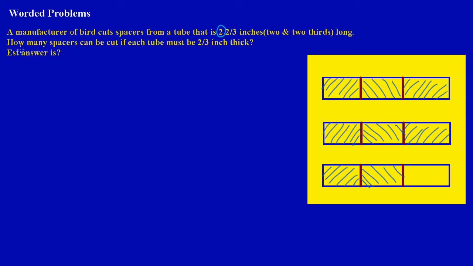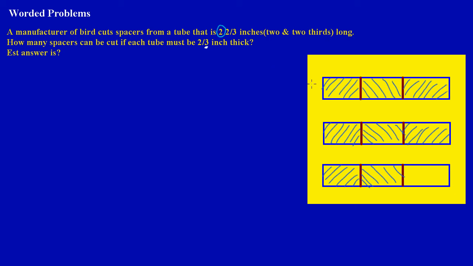Now they're asking us how many spacers can be cut if each tube must be 2/3 inches thick. Now he's cutting tubes that are 2/3 inches thick. So obviously, my friends, out of the total that we have here, we're going to be shading 2 parts out of each because it says 2/3, and we have already divided our wholes into 3 parts. This 3 here is the total number of parts we have divided all our wholes into. So we're going to be shading 2 parts out of every 3 parts. Now let me just change my color quickly, and let's start shading.